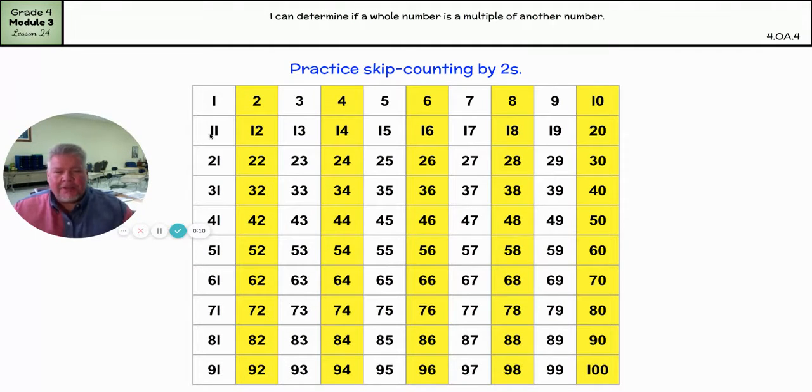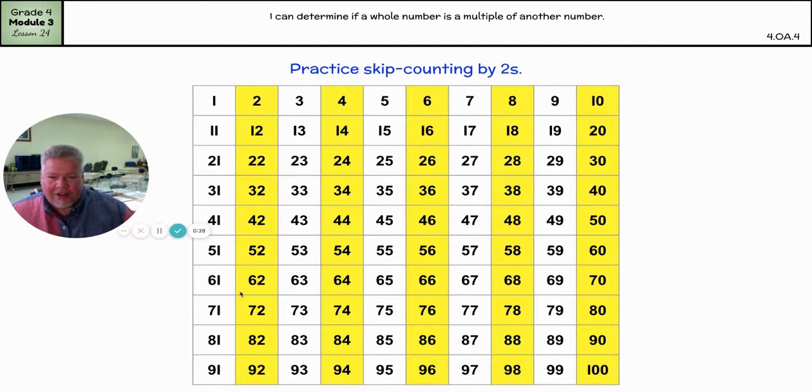Hey, we're going to do some practice with factors and multiples like you saw in Mr. Walker's video. Before we get into the practice for the homework that you'll be doing, I just wanted to have you look at a couple charts with me. So this is skip counting by twos. You know how to do that. You probably did it in kindergarten, didn't you? 2, 4, 6, 8, 10, 12, 14, 16, 18, 20, 22, 24, and so on. So this is skip counting by twos.